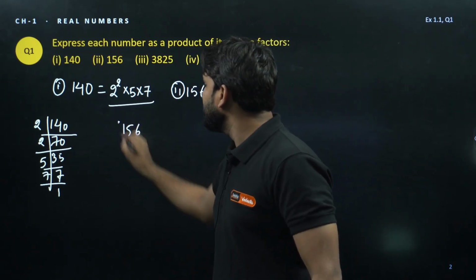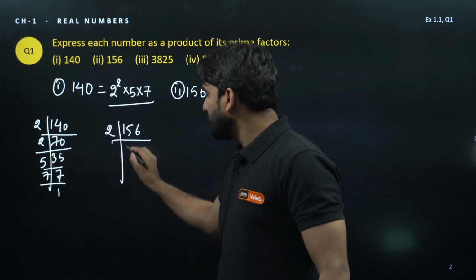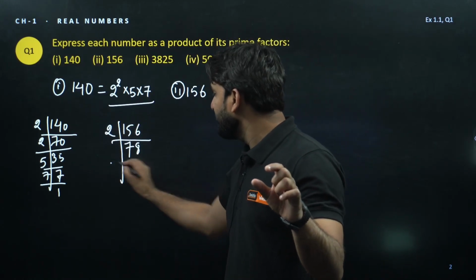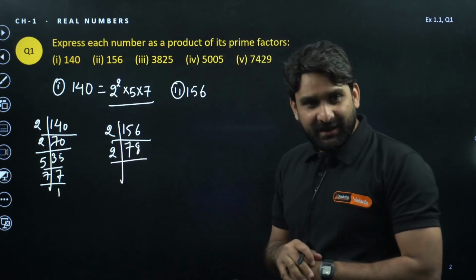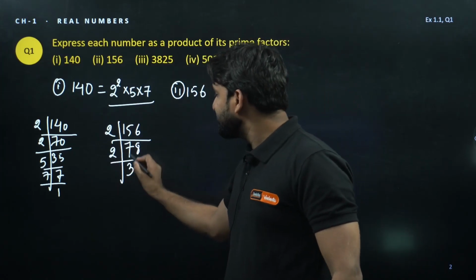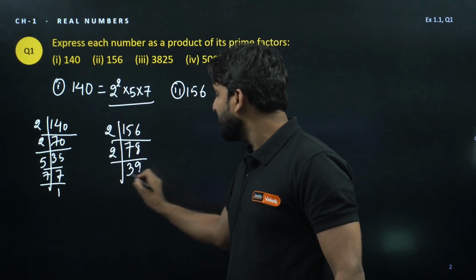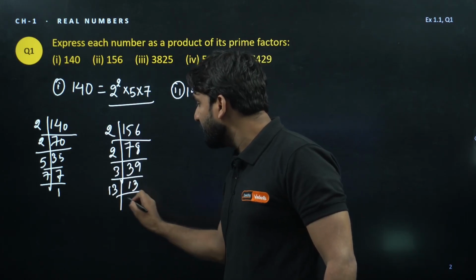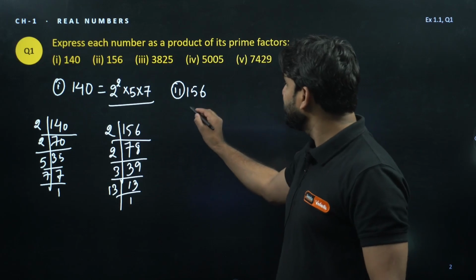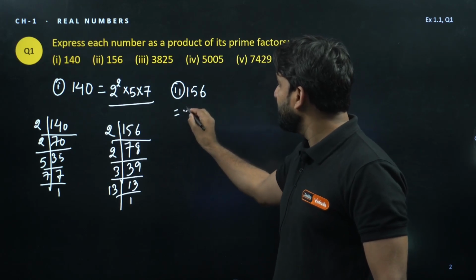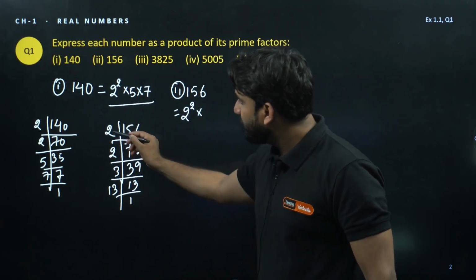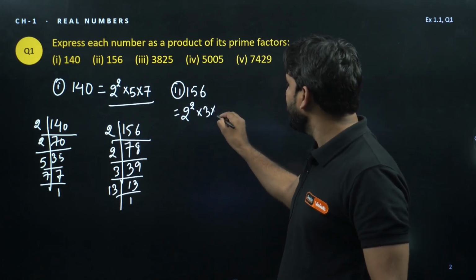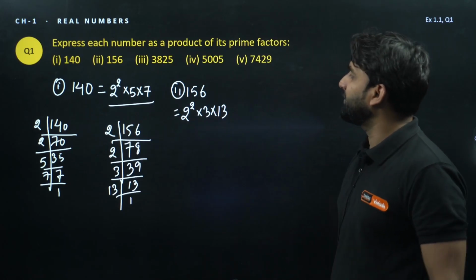If we take LCM of 156, 2 can divide it: 2 sevens are 14, and 1, and 2 eights are 8, giving 78. Now 2 can divide 78 again: 2 threes are 6, and 2 nines are 18, giving 39. Now 3 can divide 39 to give 13, and 13 is itself a prime number, so it will go directly. So 156 can be written as 2 square, because there are two 2s, into 3 into 13. This is the product of its prime factors.